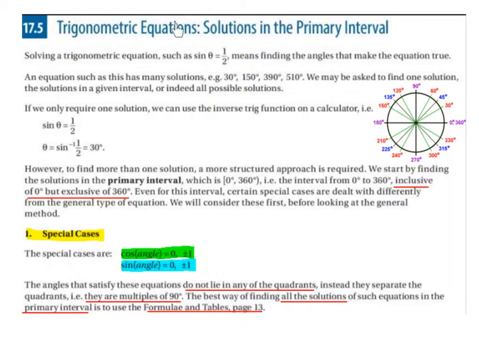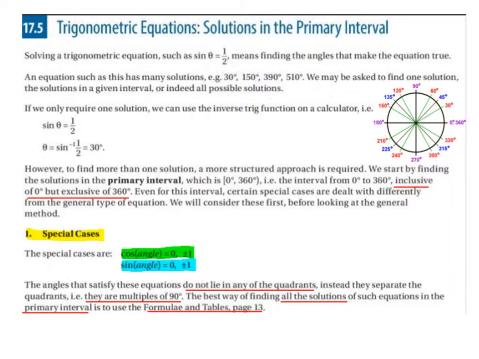Trigonometric equations, solutions in the primary interval. Solving a trigonometric equation such as sine of theta equals a half means finding the angles that make the equation true. An equation such as this has many solutions, for example 30 degrees, 150 degrees, 390 degrees, 510 degrees and so on. This is because the sine graph and the cos graph go on forever, infinitely.